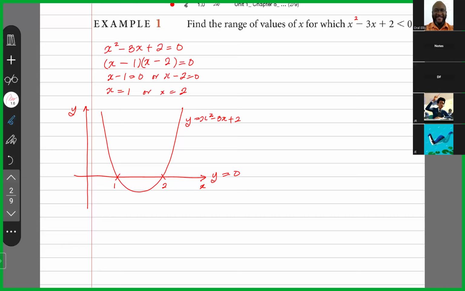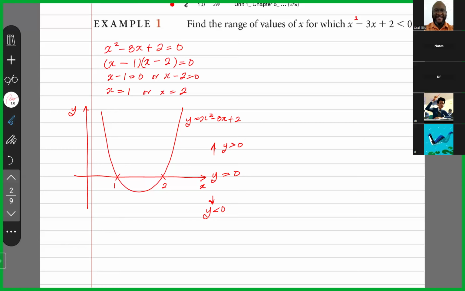Now, the values of y above the x-axis is where y is positive, or where y is what? Greater than 0. And below the x-axis is where y is less than 0. What we want are the values of x for which the graph is what? For which x squared minus 3x plus 2 is less than 0.